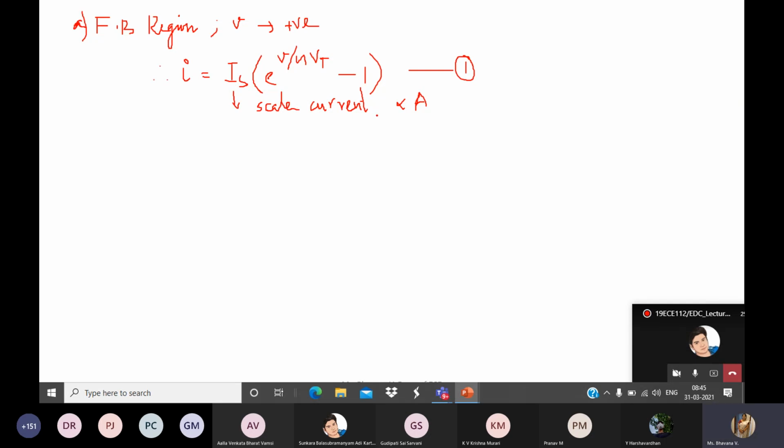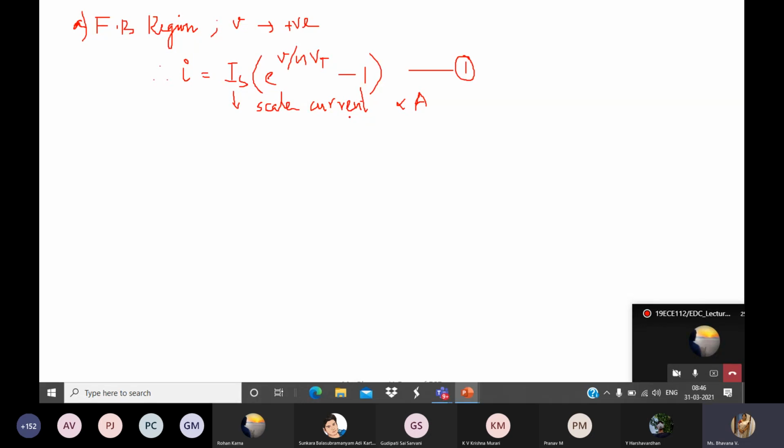Why is Is called a scale current? Because it is directly proportional to the area of cross section. So take down: since Is is directly proportional to the cross sectional area of the diode, Is is also known as scale current.